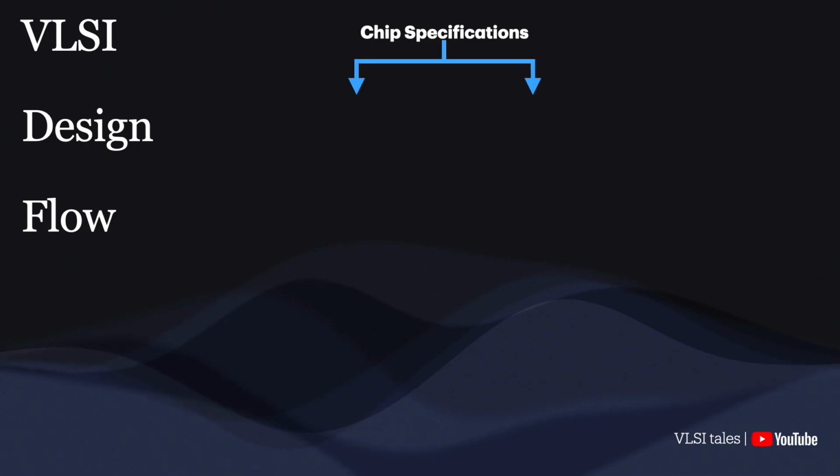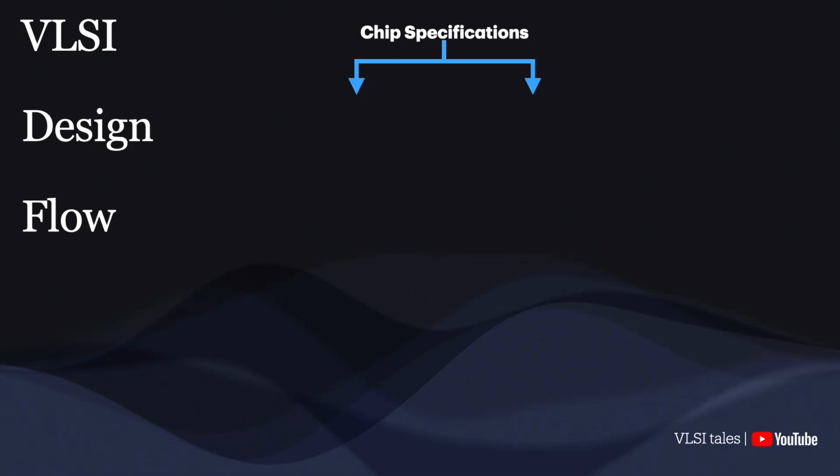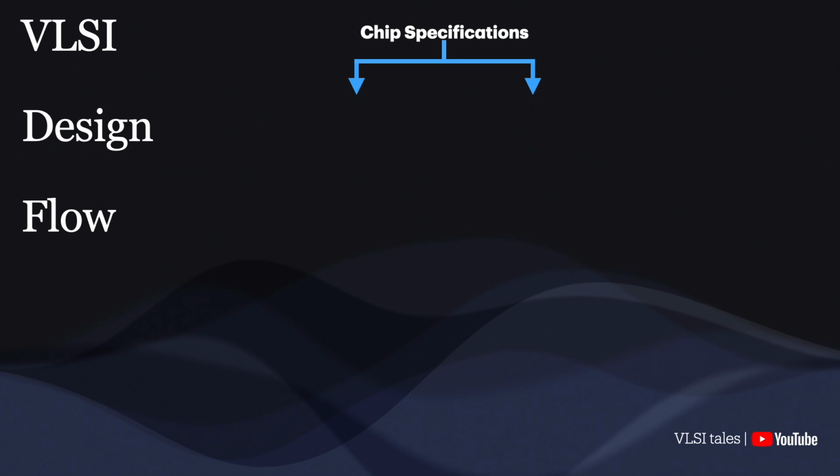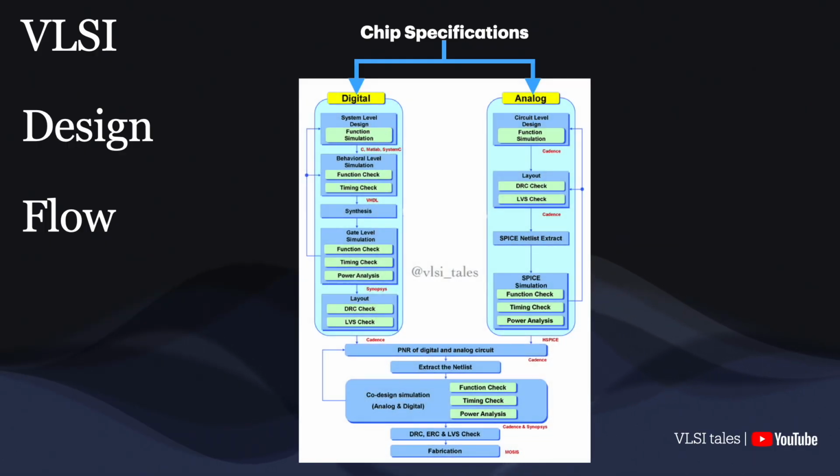So let us start with the VLSI design flow. So whenever you are making any chip, you will have some chip specifications that this should be the input, this should be the output, and this is the voltage and current your chip should be working. Once you get that, what you will do is you will divide that spec into two parts for the digital and for the analog, and you will follow this kind of flow for the digital and analog. Then you will combine these two parts of the chip to make the complete chip.